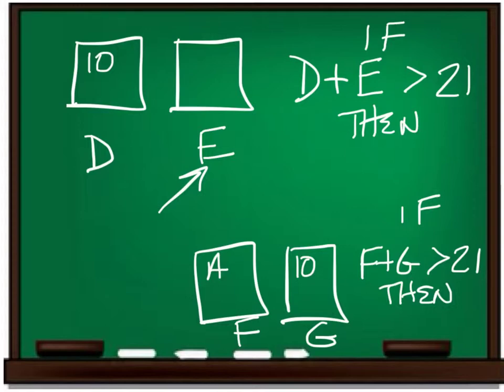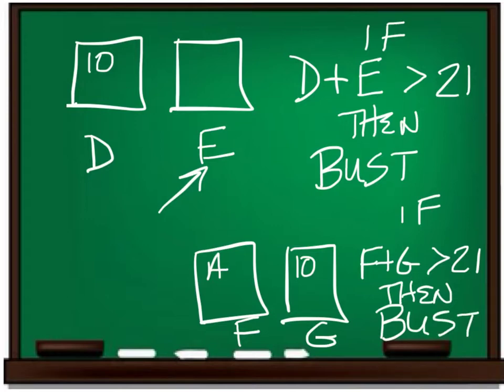So you can assign this. If D plus E is greater than 21, then output bust. And the same thing for down here. Don't forget, you want to keep track of how many wins that you have and they have. So you could assign W for wins for the dealer and maybe X for wins for you.